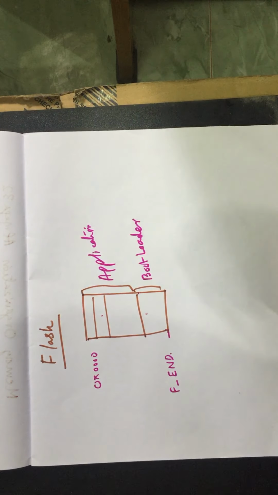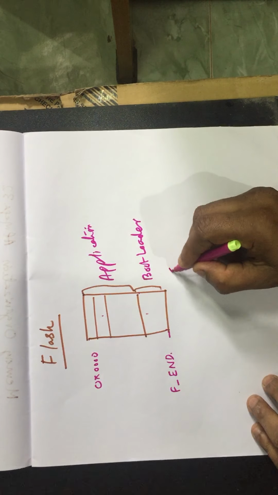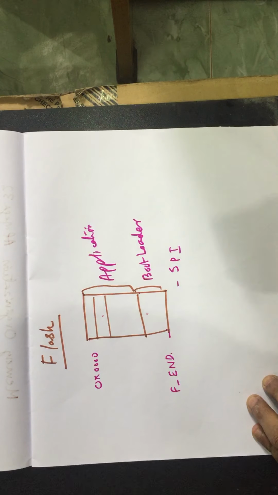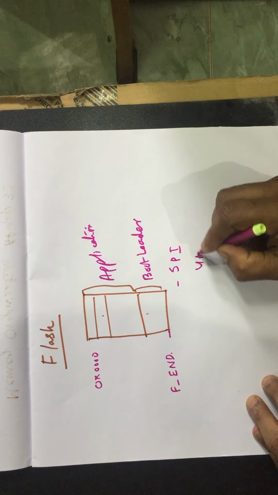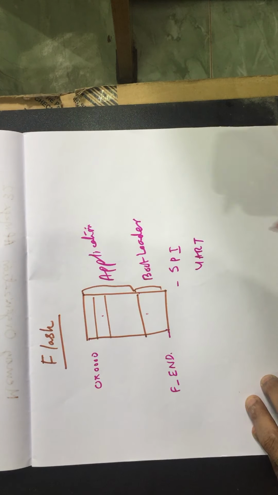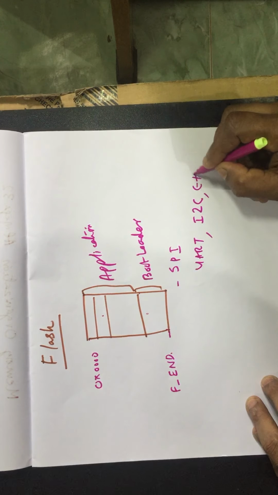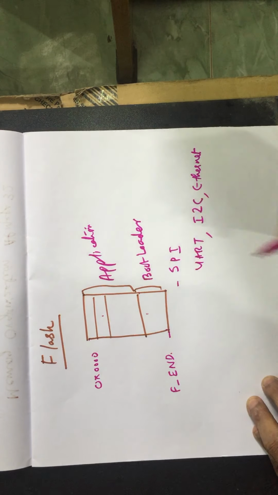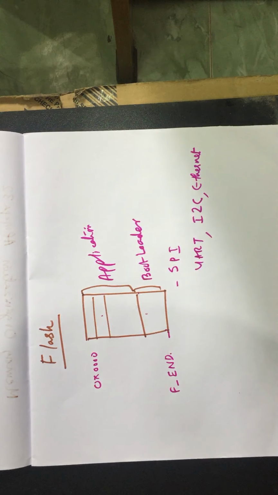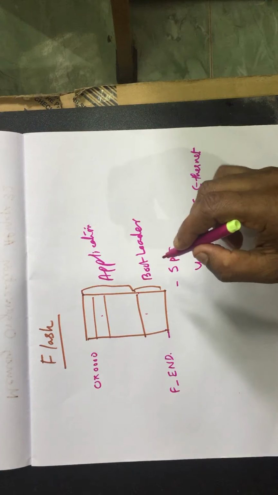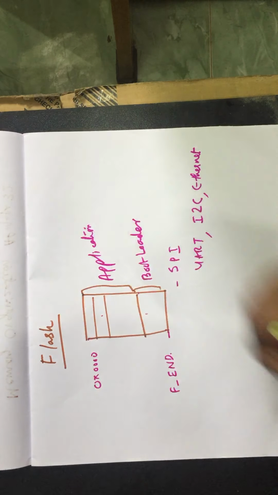And what does bootloader mean? For the bootloader, we need a special protocol, the serial peripheral interface protocol, to program this flash memory. You can also use universal asynchronous receiver transceiver mode, or I2C, or even Ethernet to program this microcontroller using the bootloader. Or if you are directly downloading hex code, then you need not go for the bootloader. You can directly use the entire flash memory.